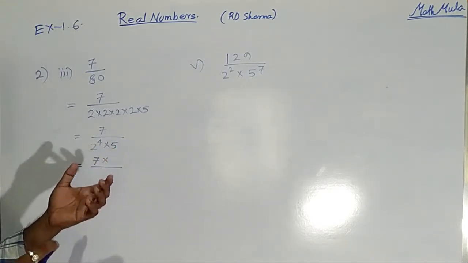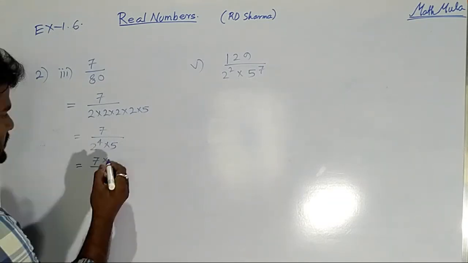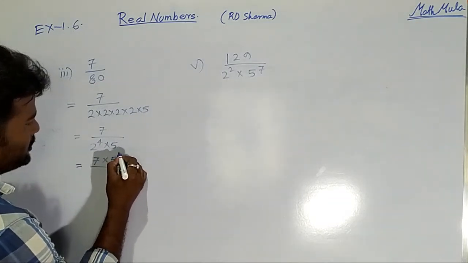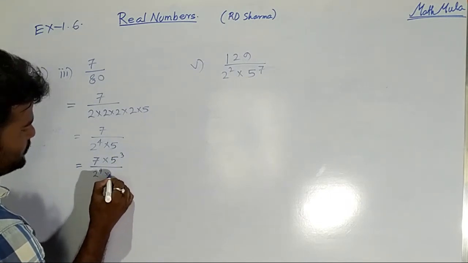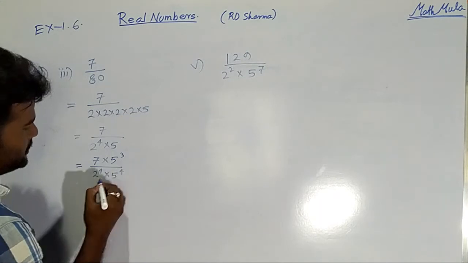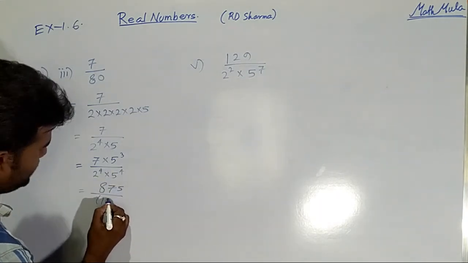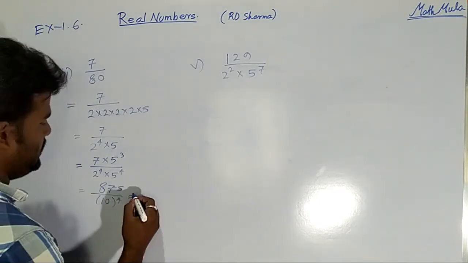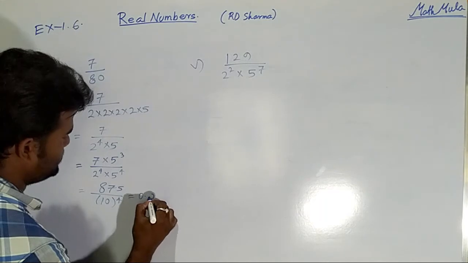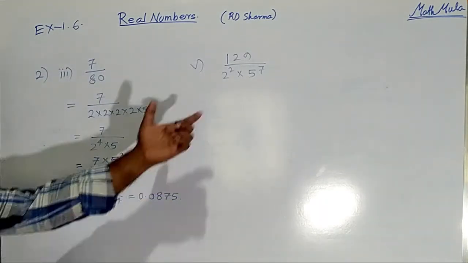Now the decimal expansion is 7 into. Now we try to make the denominator a multiple of 10. That means we have to multiply the numerator with 5 to the power 3 and the denominator with 5 to the power 3. Then the denominator will be 5 to the power 4 into 2 to the power 4, and it is equal to 875 by 10 to the power 4. The decimal expansion is terminating and this is equal to 0.0875. That's it.